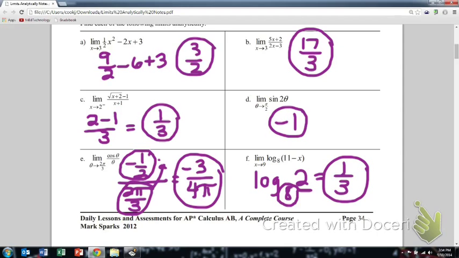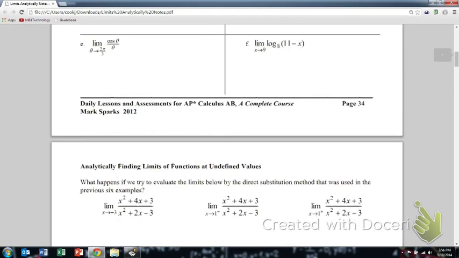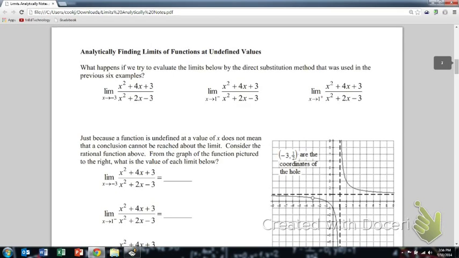Okay, so now we're going to talk about some cases where this plugging in doesn't work. If you go through and try the plugging in method on these 3 examples, when you plug negative 3 in, you're going to get, let's see, 9 minus 12 plus 3, you're going to get 0 over 0. When you plug 1 in, you're going to get 8 over 0.